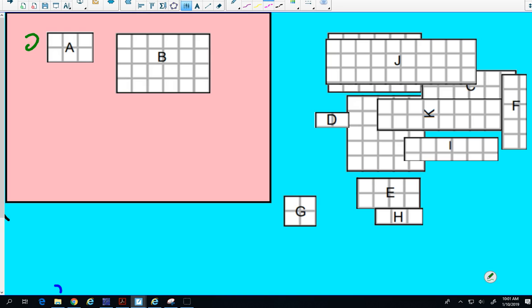So A's 2, the corresponding side length with A that goes with B is a 4. And then over here, the width or the length of A is 3. And this is 6. So you're going to glue it at the very top so you have room for all your pairs.